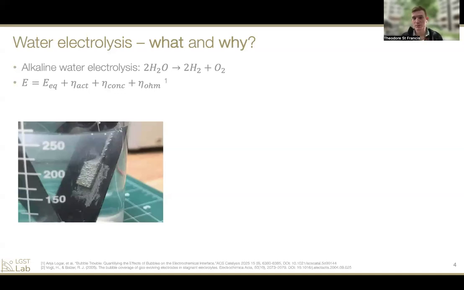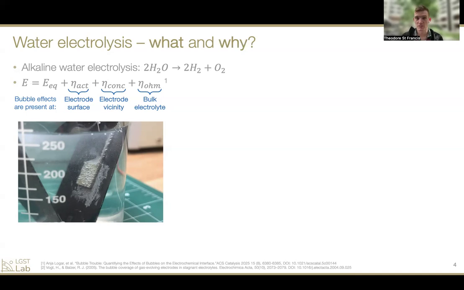So, why do we care about bubbles? Well, in the voltage stack up you see here, the equilibrium, the activation, the concentration, and the ohmic voltages, of these four, three of them are influenced by bubble formation and activity. The activation overpotential is an added voltage or an added inefficiency to the reaction at the surface of the electrode by the formation of bubbles, reducing the availability of electroactive surface to the ions in the electrolyte.